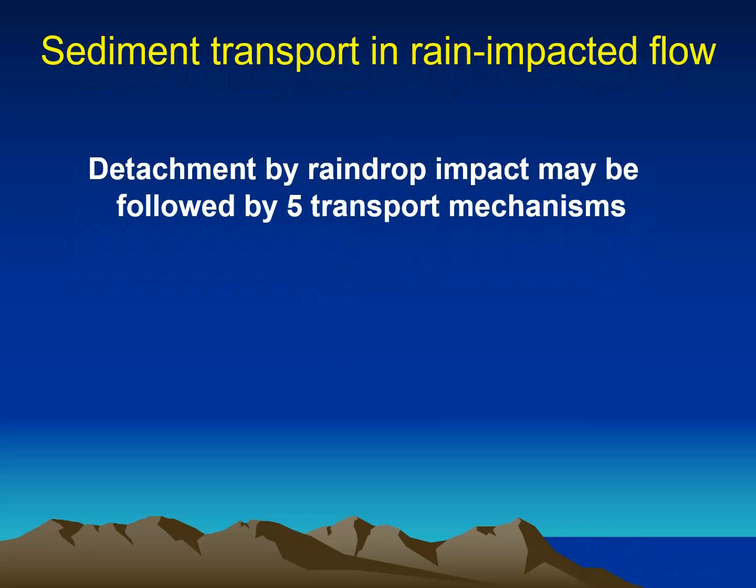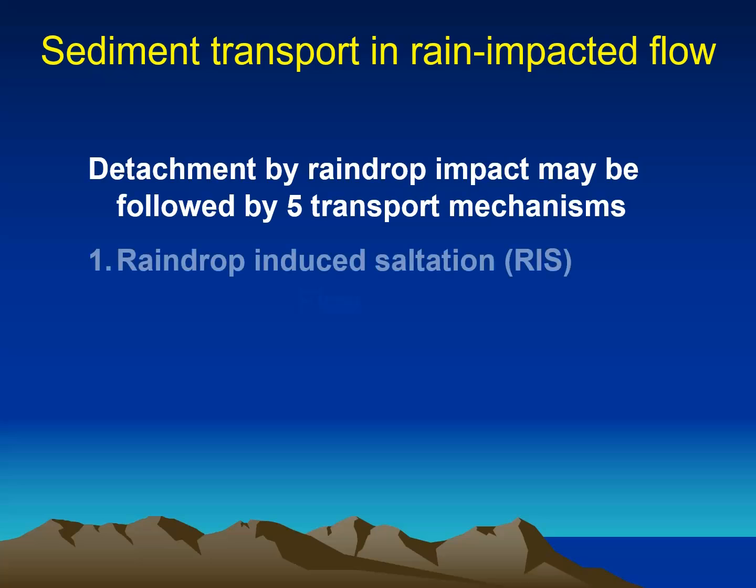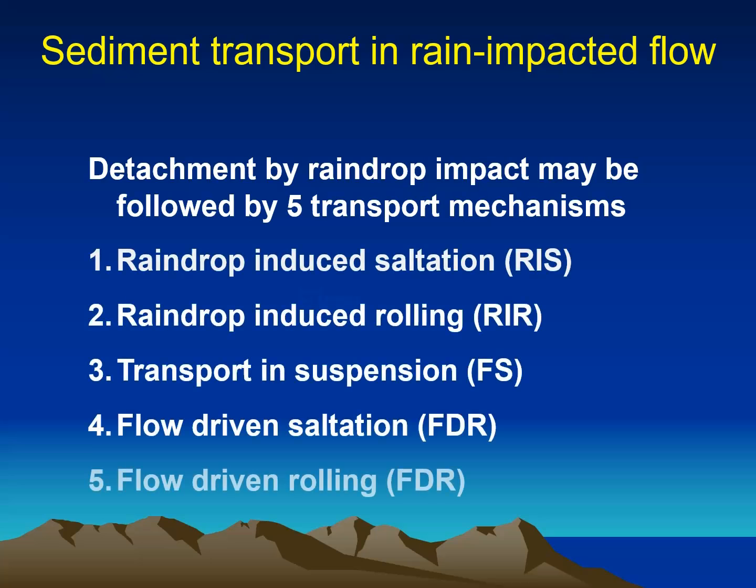Detachment by raindrop impact may be followed by 5 transport mechanisms. These are raindrop-induced saltation, raindrop-induced rolling, transport in suspension, flow-driven saltation, flow-driven rolling.